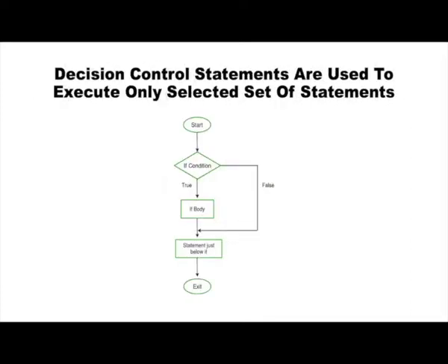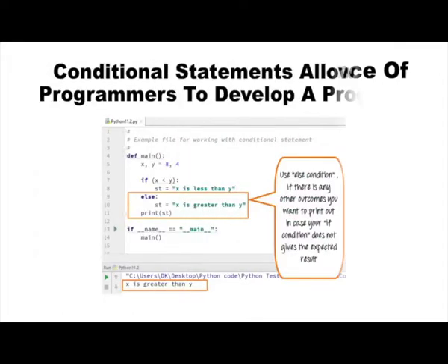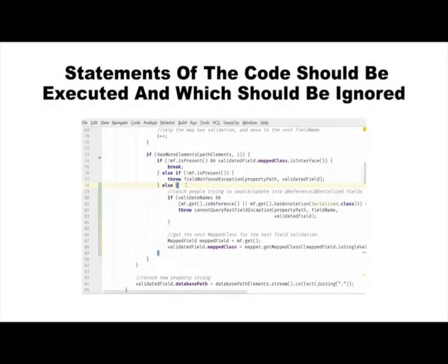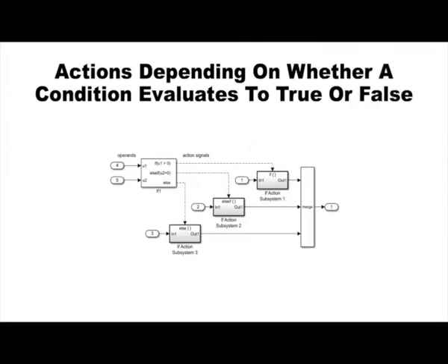The decision control statements are used to execute only a selected set of statements, and they can alter the flow of a sequence of instructions. These conditional statements allow programmers to develop a program that determines which statements of the code should be executed and which should be ignored. In programming languages, conditional statements or conditional constructs are used to perform different computations or actions depending upon whether a condition evaluates to true or false.